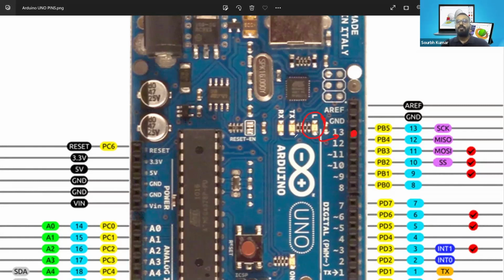After that, we have the TX and RX LEDs mounted on board. TX represents the transmission protocol and RX represents the receiving protocol. Whenever our microcontroller communicates with the computer system, if the computer is sending signals to the microcontroller, the RX LED will show up. It informs us that the microcontroller is receiving something from the computer, and the TX LED will glow when the microcontroller tries to communicate with the computer system.